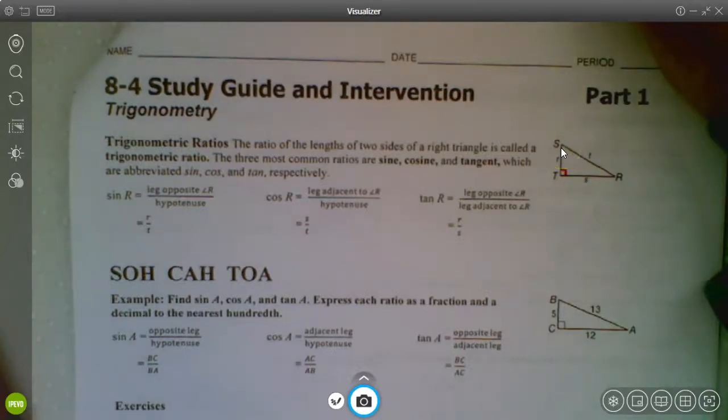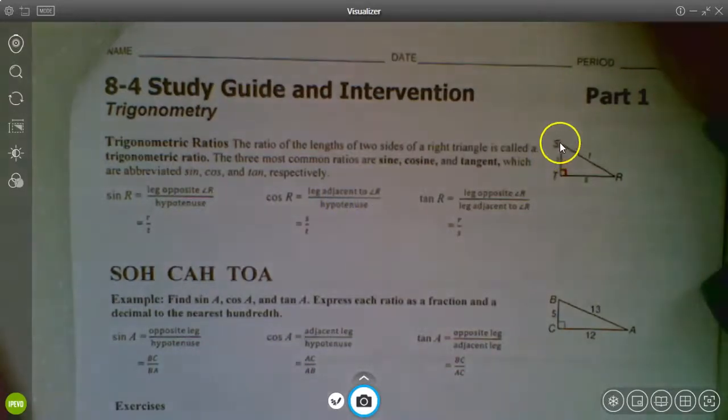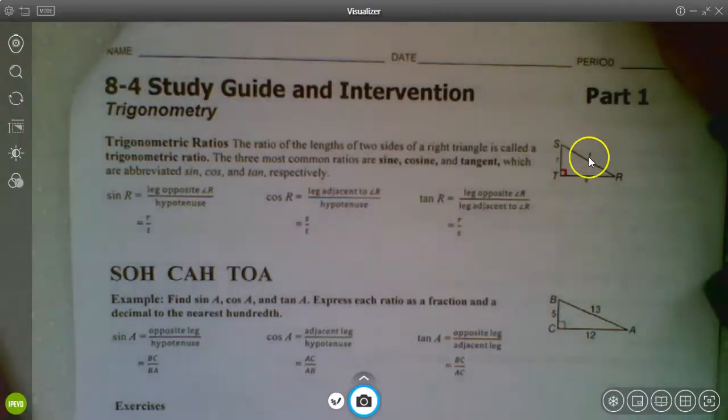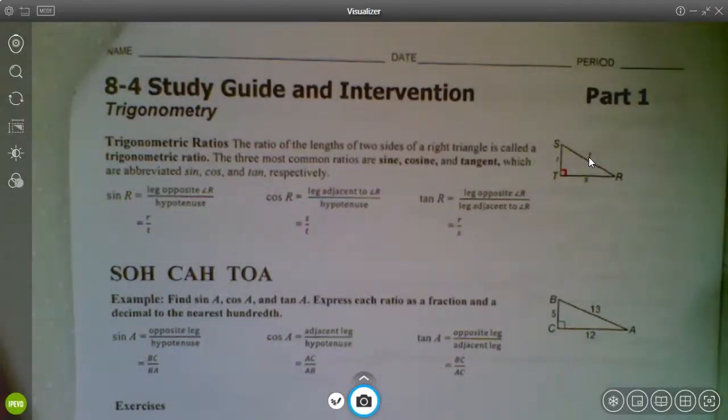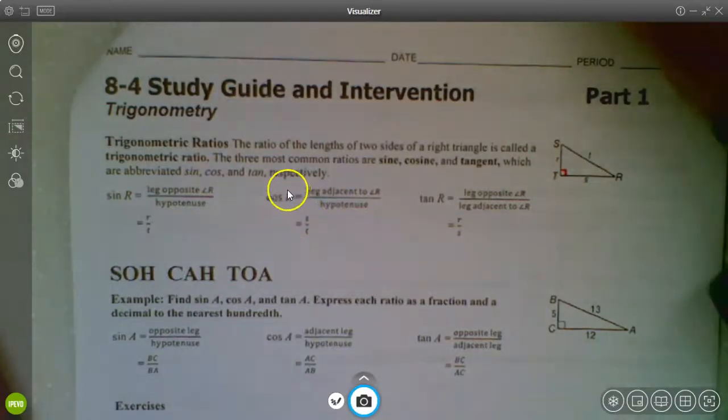How about the cosine ratio from angle S? If I wanted to do the cosine ratio, remember cosine does adjacent leg compared to the hypotenuse. So from angle S, I'd have the adjacent leg, which is r, to the hypotenuse, which is t. So we would write that as r over t. Notice that this changes depending on which angle you're using. They were using angle r, which is why these were the comparisons that were made.